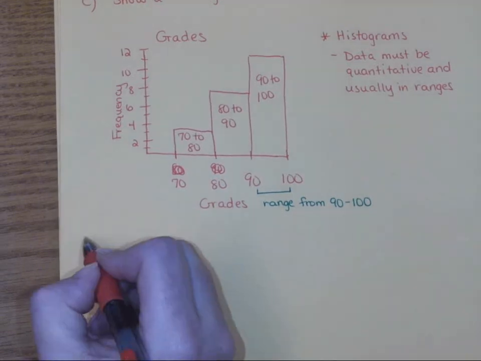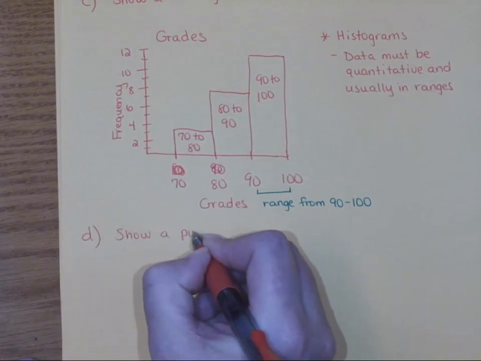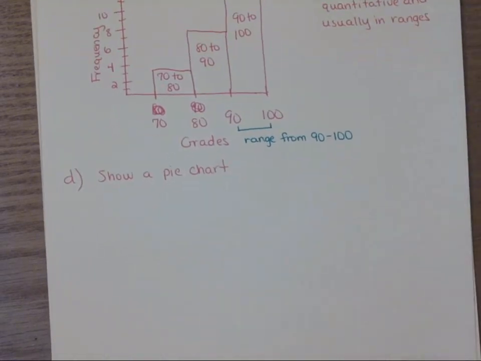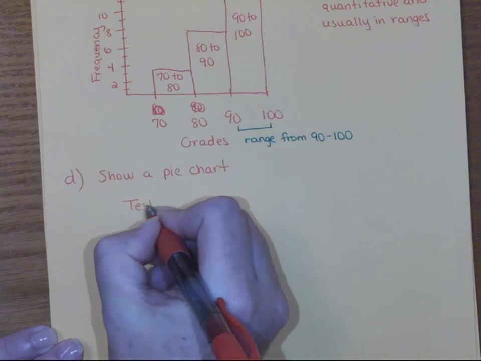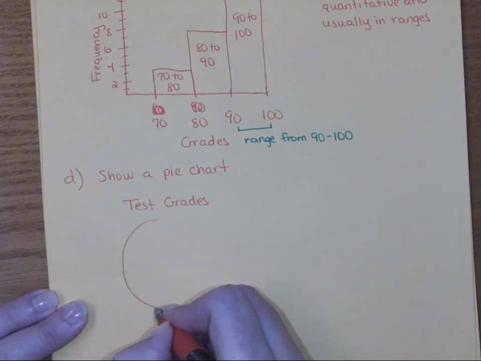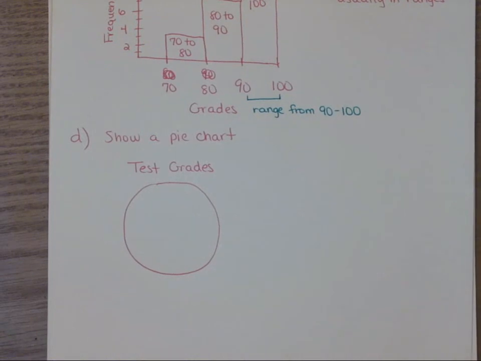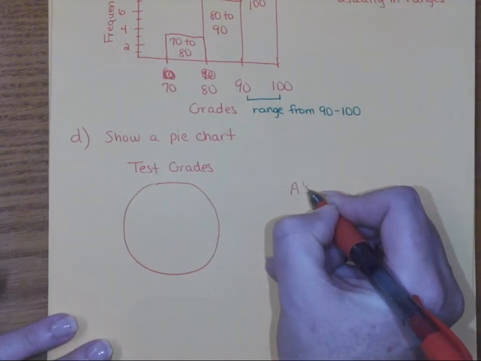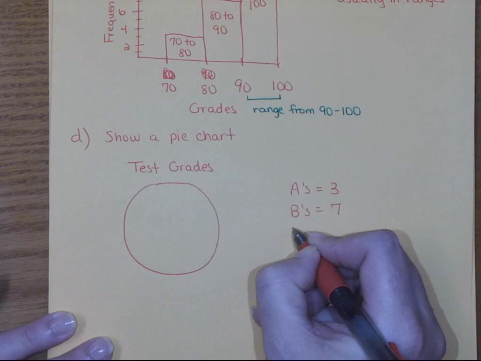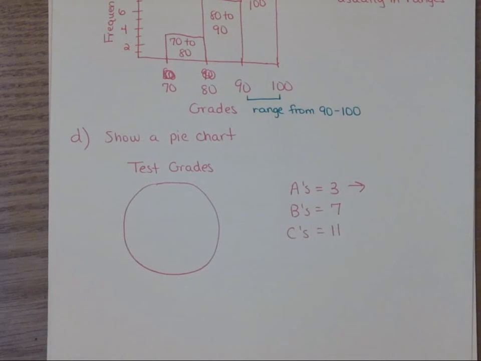Okay, now let's show a pie chart. So a pie chart is going to look like a circle. We're still going to label that. So we could say test grades, we could say letter grades, however we want. So first you'll have a circle, and then whatever the percentages are will take up a piece of that pie. So we have some work to do off to the side. We need to talk about how many A's we had, how many B's we had, and how many C's we had.